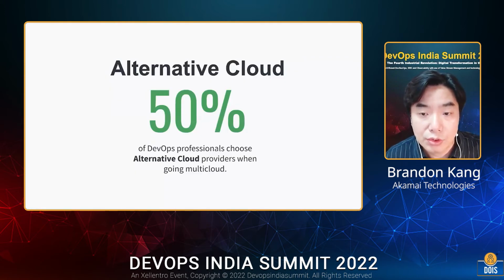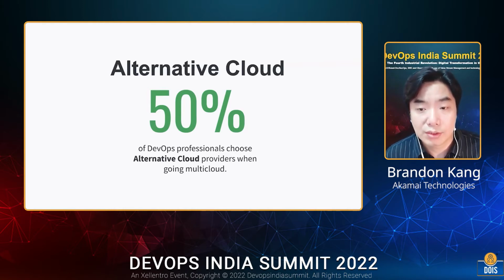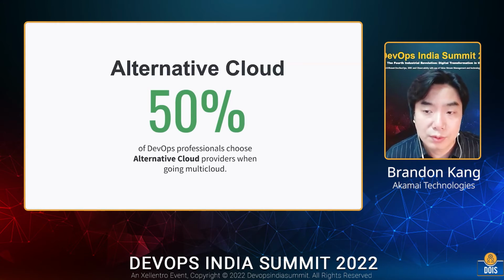From IDC's research in the Akamai Computer Vision report, about 50% of DevOps professionals choose alternative cloud providers when going multi-cloud. There can be a number of reasons for this, but most DevOps teams are good at developing applications using open source tools and components instead of the popular managed and commercial services. Alternative cloud platforms are now playing a more significant role as complementary choices within a broader multi-cloud ecosystem.